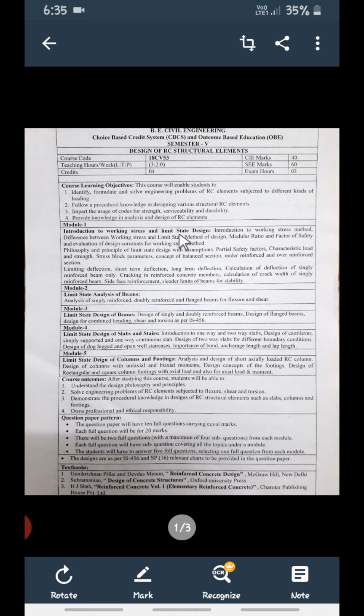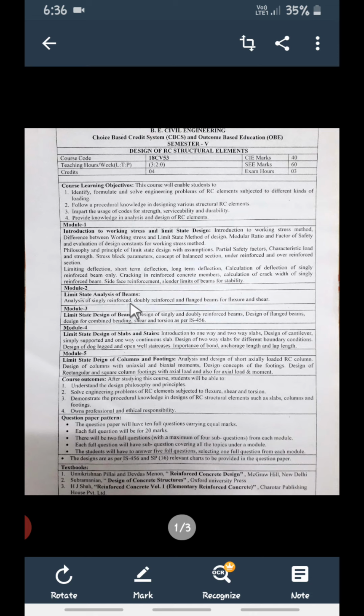But let us consider there are 2 important methods used to design the structural elements, that is working stress method and limit state method. Second is module number 2, consisting of limit state analysis of beams. In module number 2 we are going to consider how this method can be used for beams, only for the beams, limit state analysis of beams. Then module number 3, limit state design of beams. So module number 2 is analysis of beams, then module number 3 is design of beams.